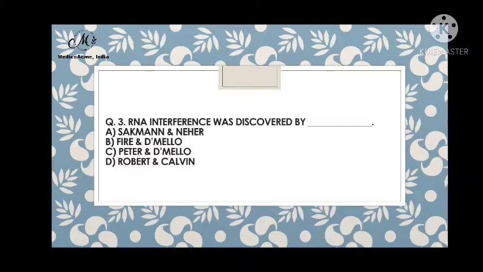Let's talk about RNA interference. Question number 3 is, RNA interference was discovered by which of the following scientists? The options are Sakmann and Neher, Fire and Mello, Peter and Mello, and Robert and Calvin. This type of question, where discoveries by scientists are asked, is very important. A is Sakmann and Neher, who discovered patch clamp. Fire and Mello actually discovered RNA interference, so B is the correct answer. C and D are nothing relevant.